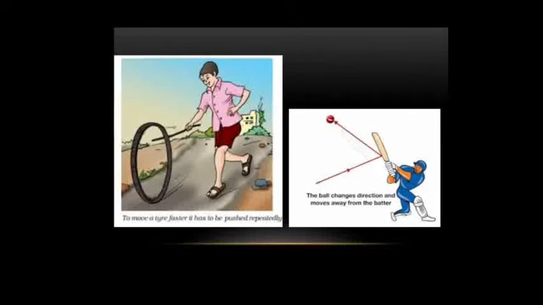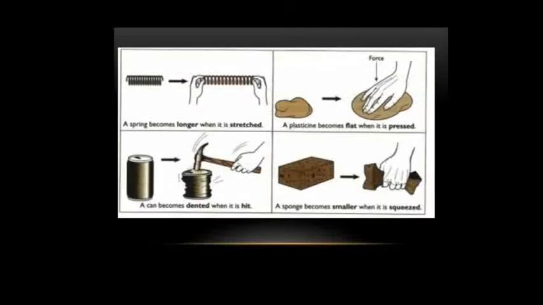It can stop a moving object and can even change the shape of an object. Force can change the speed and direction of a moving object. If enough force is applied, it can also change the shape and size of an object. Now look at the picture. If you pull the spring, it stretches and the size increases. But if you compress it, the size decreases the same way.